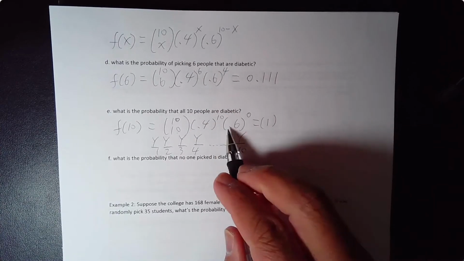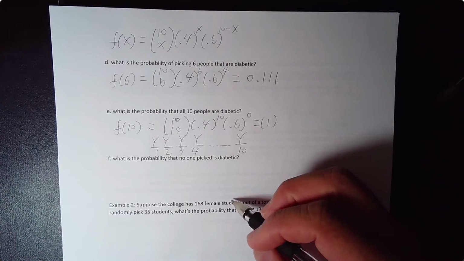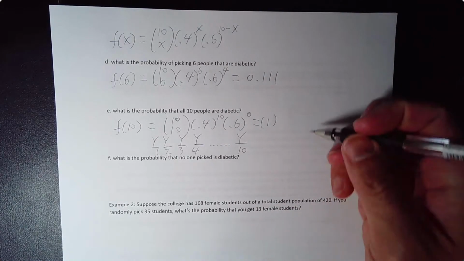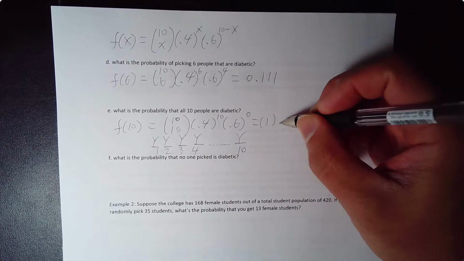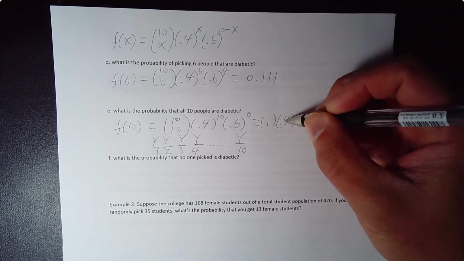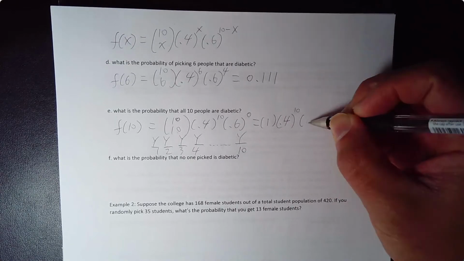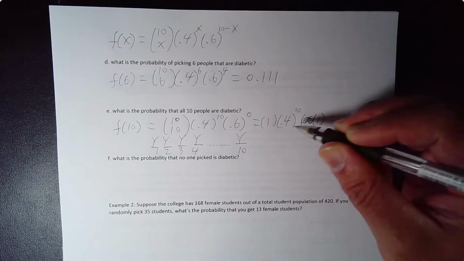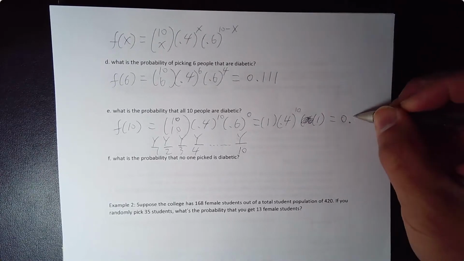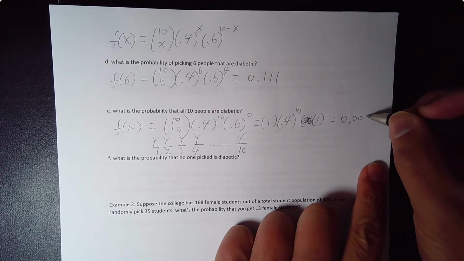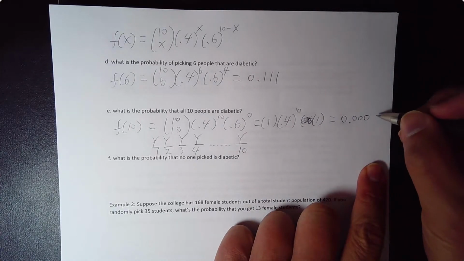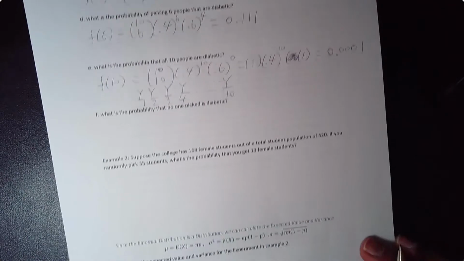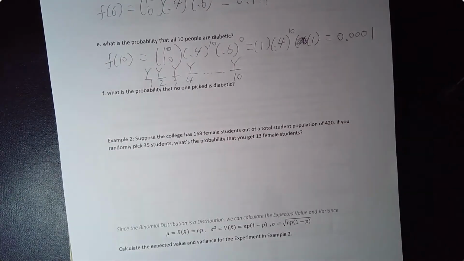0.6 to the 0 is also 1. Anything to the 0 power is 1. So really, this just becomes 1 times 0.4 to the 10th times 1, which is just 0.4 to the 10th, which is 0.0003001. Okay, all right. And then what's the probability that no one's diabetic?